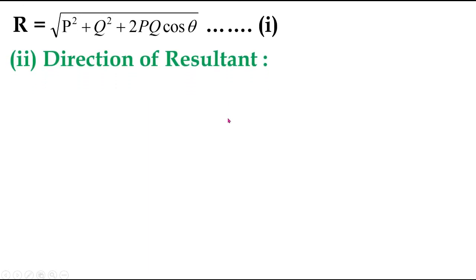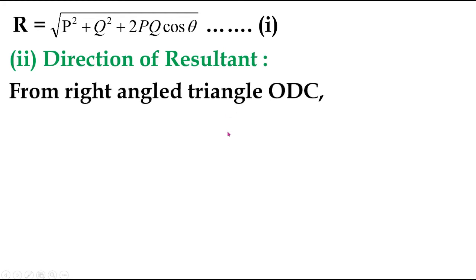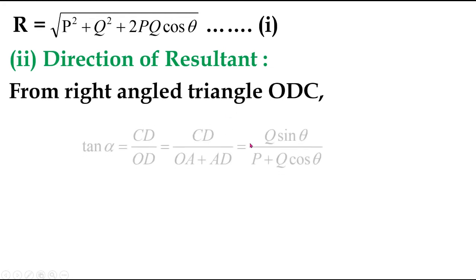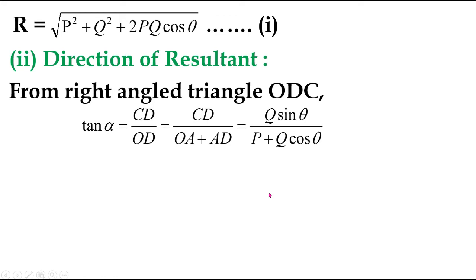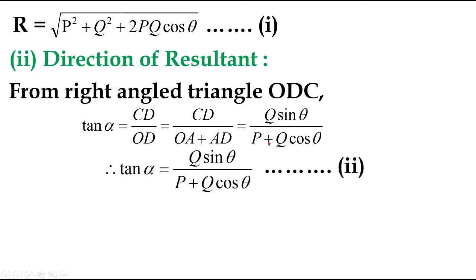Now we can find the direction of the resultant. From the right angle triangle ODC, alpha is the angle between R bar and P bar. Tan alpha is equal to opposite side by adjacent side, that is CD by OD. OD equals OA plus AD, so CD by (OA plus AD). From the right angle triangle ADC, CD is equal to Q sin theta and AD is equal to Q cos theta. Therefore tan alpha is equal to Q sin theta by (P plus Q cos theta).